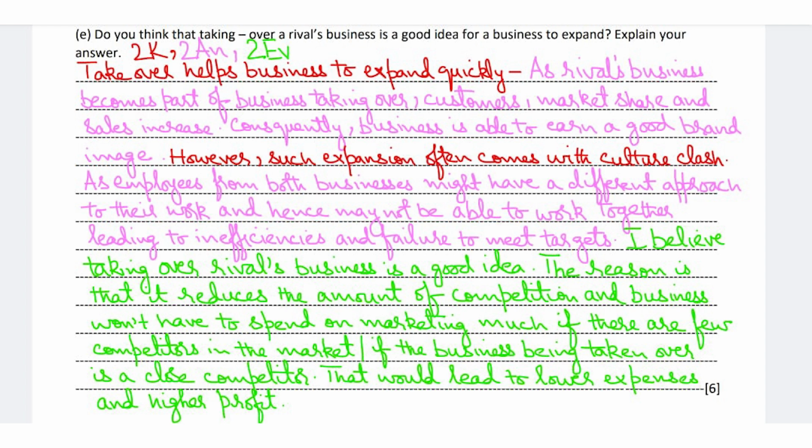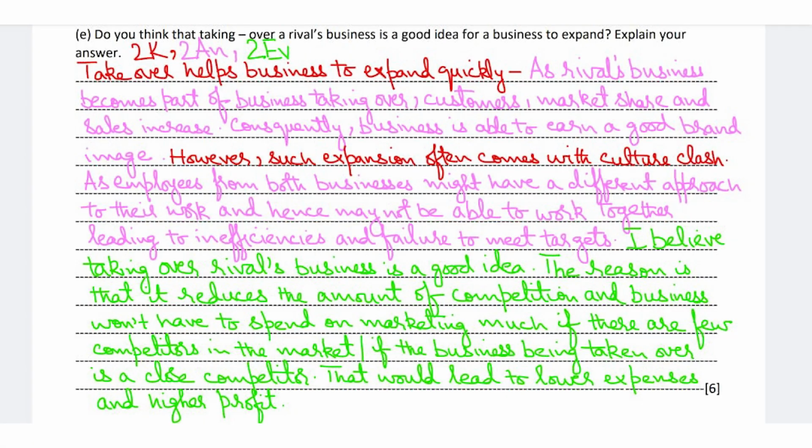Okay, so moving onwards, the reason is that it reduces the amount of competition, and business won't have to spend on marketing much if there are few competitors in the market, or you can write this as well, if the business being taken over is a close competitor, again, right? So if you take over your close competitor, now there is no intense competition there, so you can relax as far as your marketing campaign or your marketing expenditure is concerned, right? So that would lead to lower expenses and higher profit.